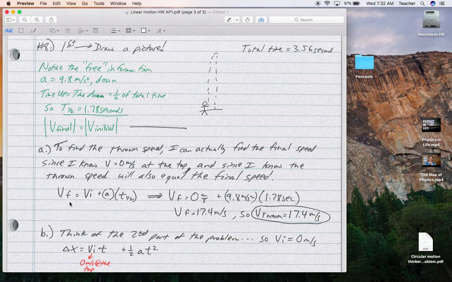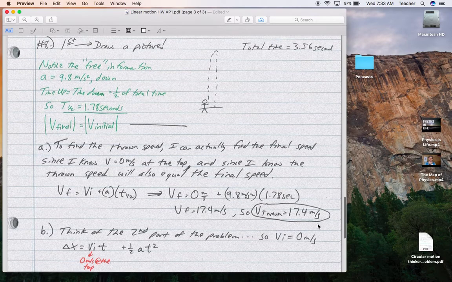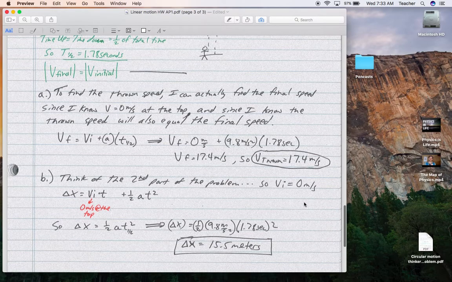So I can think about the trip down, and I know that the initial velocity from the tippy top is 0 meters per second. We know what gravity's acceleration is, and we know that the time down is going to be half of the total, that's 1.78 seconds. So the final speed is going to be 17.4 meters per second, therefore the thrown speed would be 17.4 meters per second. Again, this is ignoring air resistance, which in real life has significant effects over decent distances.